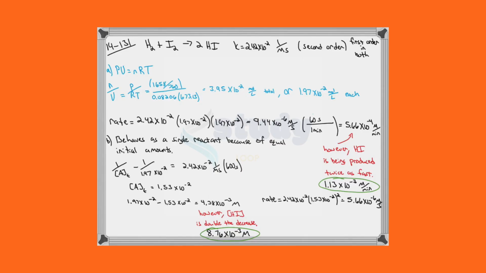Molar per second. However, as we recognized up here, this is the rate of decrease of I2 and H2, but the rate of increase of HI is double that. So we're going to double this and also convert our seconds into minutes. So we'll multiply this by 2 and then multiply it by 60. And we'll get the rate of production of HI being 6.80 times 10 to the negative 4 molar per minute.